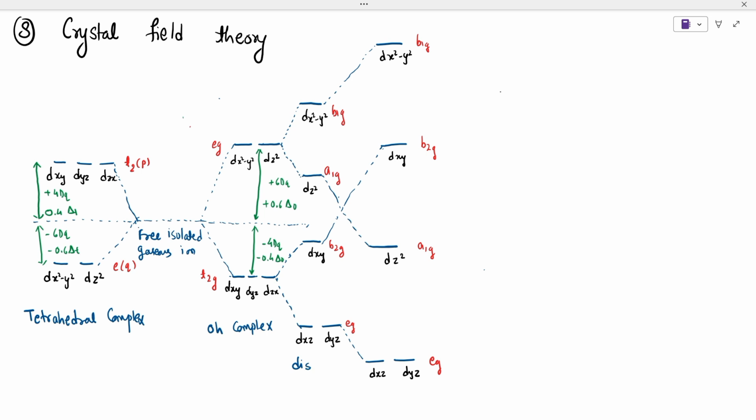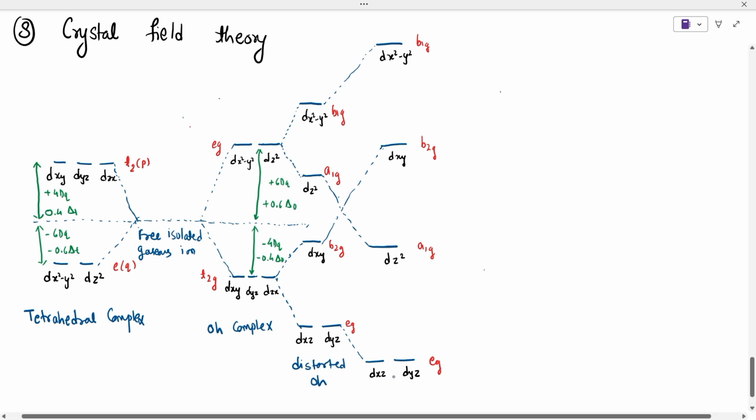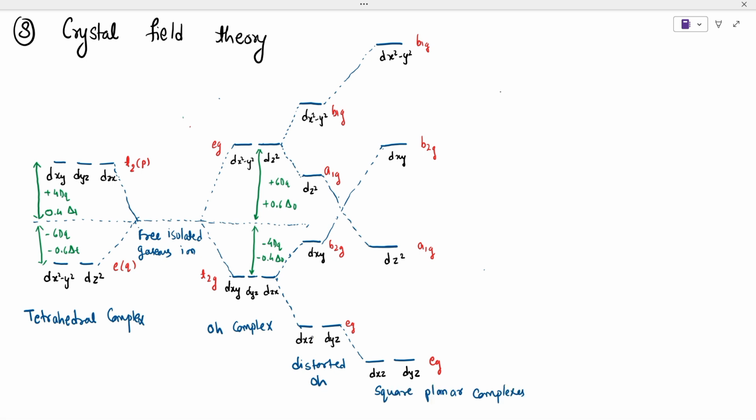This is for distorted octahedral. And this is for square planar complexes. In case of distorted octahedral, because of Jahn-Teller distortion, dx square minus y square has higher energy. This is the complete splitting pattern for different complexes.